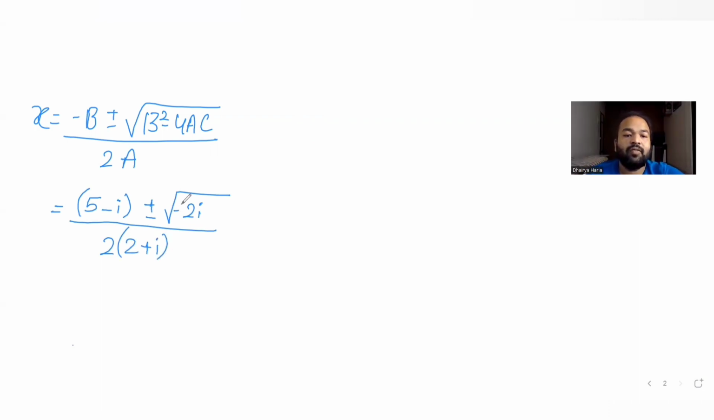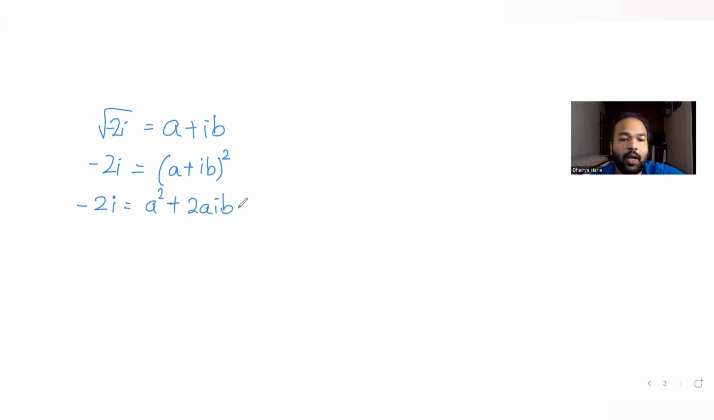So let's first find the square root of minus 2i. Whatever you get as the square root of minus 2i, we'll substitute it here and then we'll get the roots of this question. So first of all, let's find what is the square root of minus 2i. So if you understand, the square root of a negative number is also a complex number. So the square root of a negative complex number will already become a complex number.